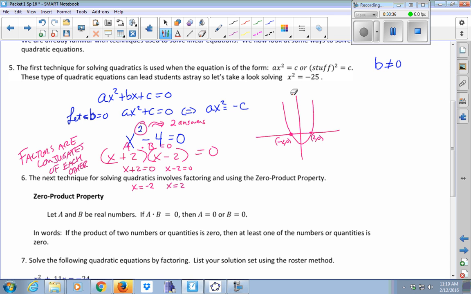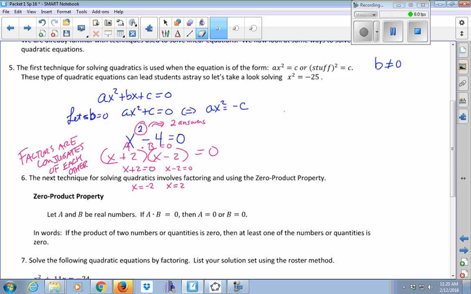What happens if I have a quadratic equation like this? x squared equals -25. Well, before I get there, I want to show you the dangerous route to go. Does everybody agree I can take x squared minus 4 equals 0 and call it x squared equals 4? You agree with that? Okay.